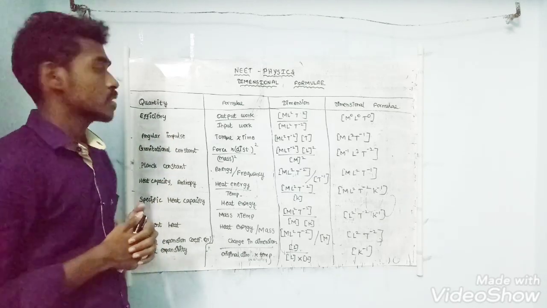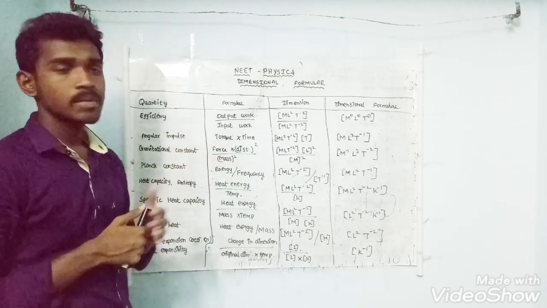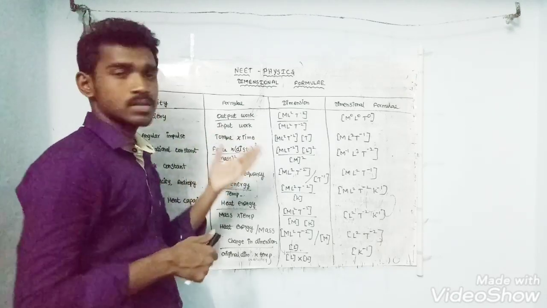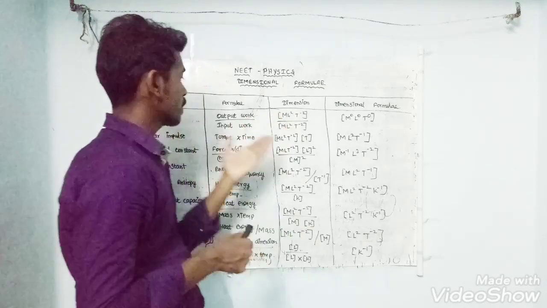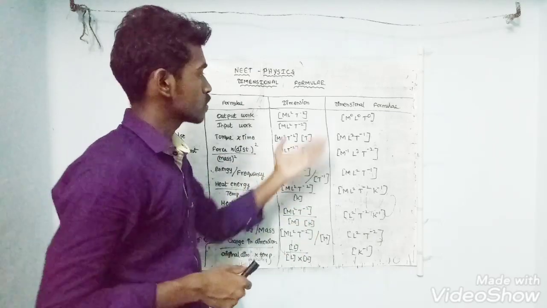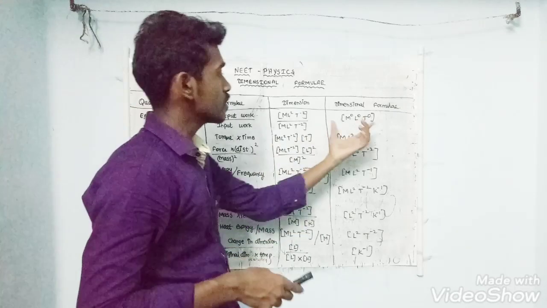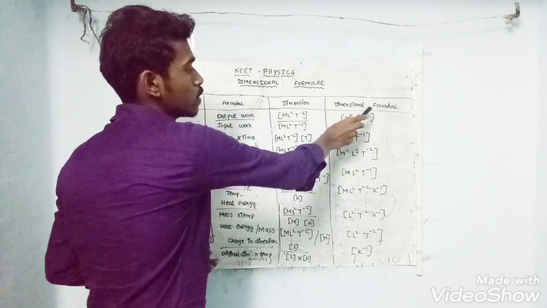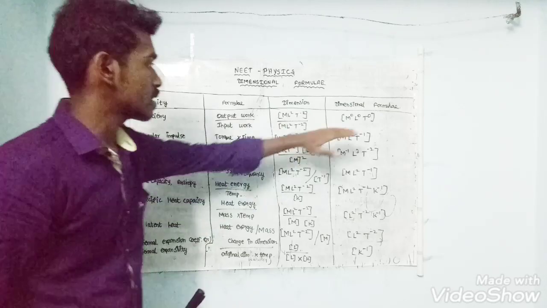The first formula is about efficiency. The general formula of efficiency is output work by input work. The dimension of work is ML²T⁻², so ML²T⁻² by ML²T⁻². By the application of mathematical principles, both cancel each other, so M⁰L⁰T⁰. It is dimensionless. Whenever the dimension formula becomes like this, it is a special case: M⁰L⁰T⁰, dimensionless. So efficiency is dimensionless.